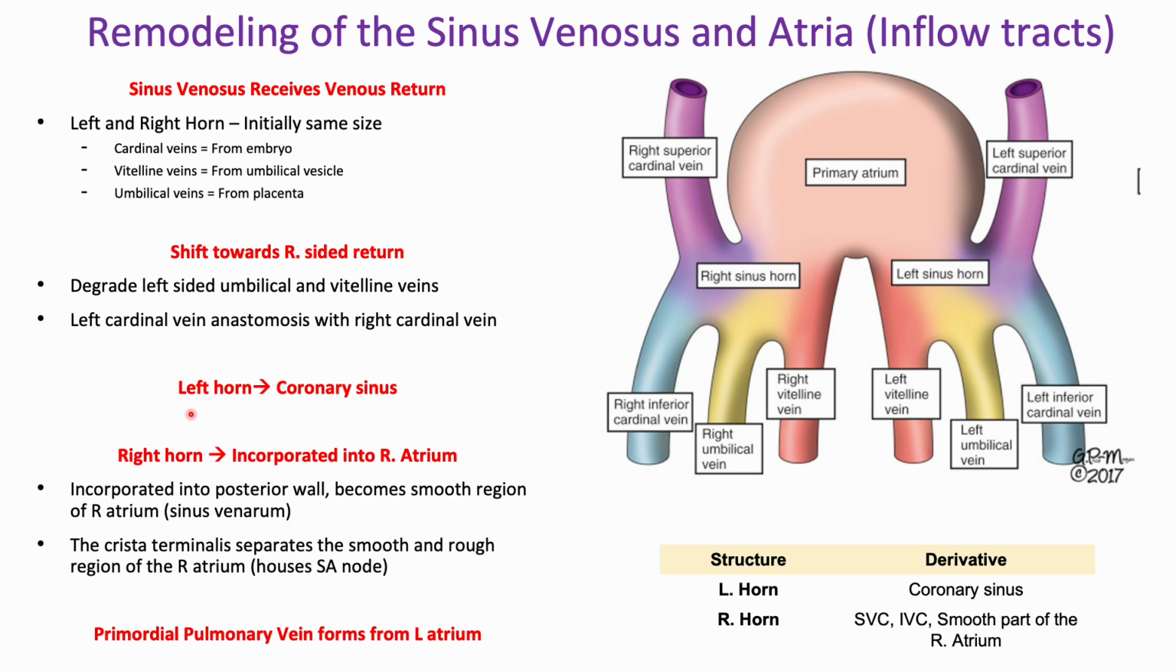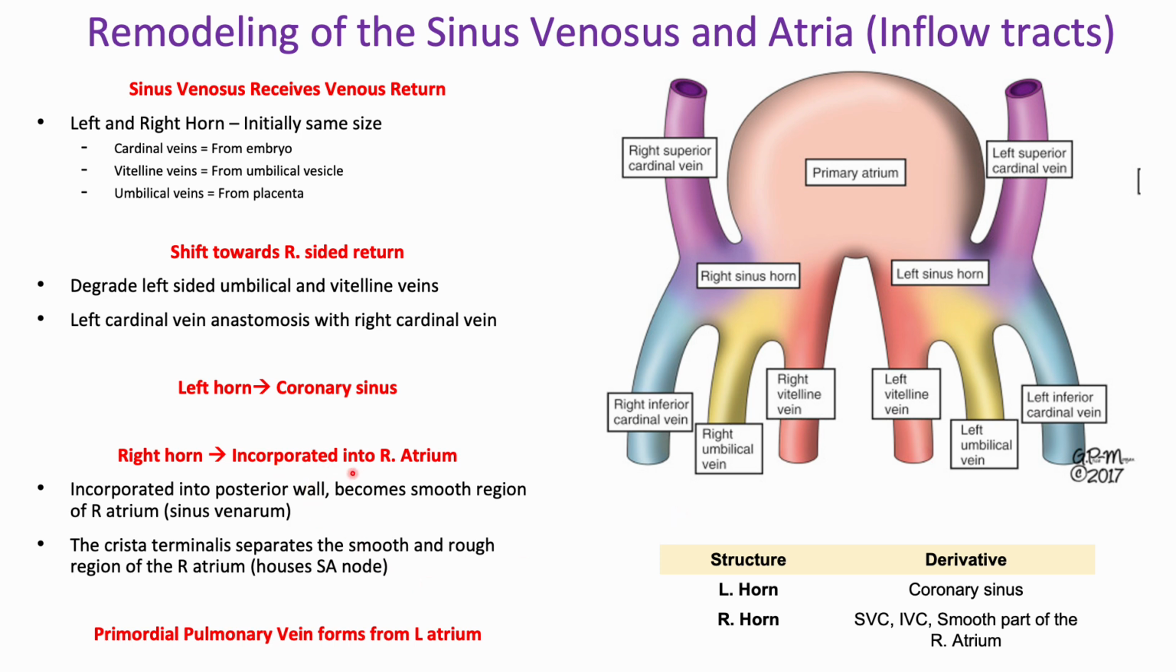Eventually, what we'll see is the left horn is going to degrade dramatically, and its final contribution to the adult heart is going to be the coronary sinus. And if you recall, the coronary sinus is what is returning blood flow to the heart from the heart itself. The veins run with the coronary arteries. Those veins drain into the coronary sinus, and the coronary sinus opens up into the right atrium, returning blood flow from the heart. The right horn, however, is going to persist as really the majority of the venous return for the body.